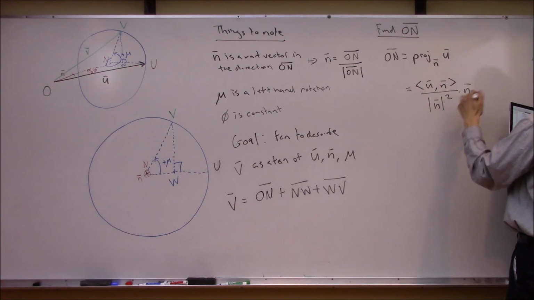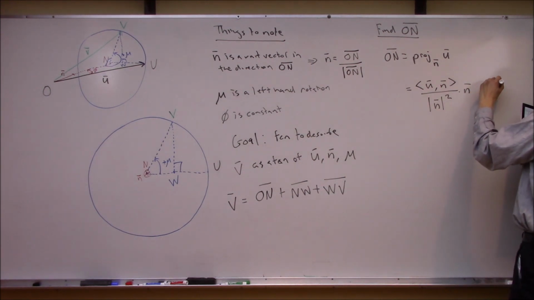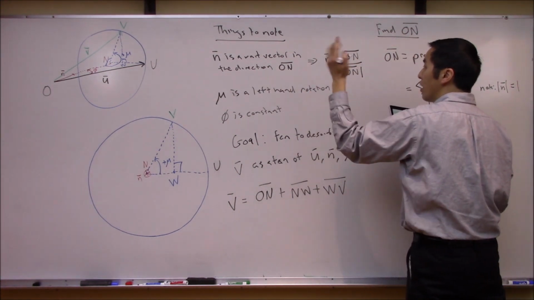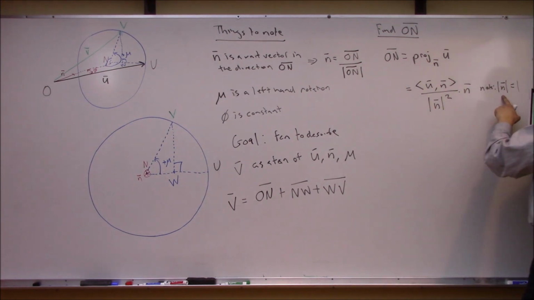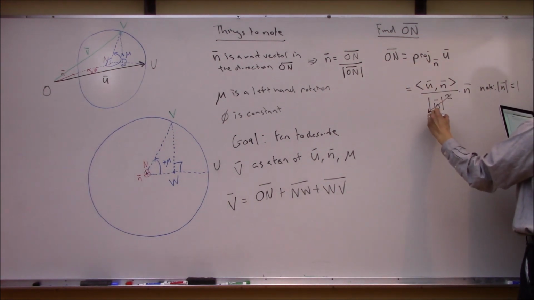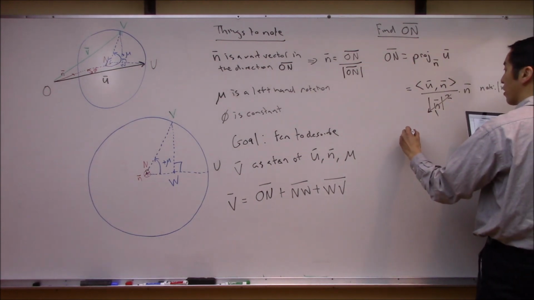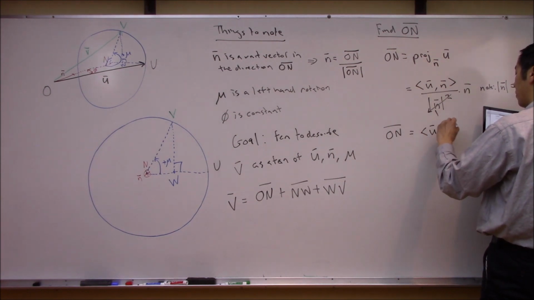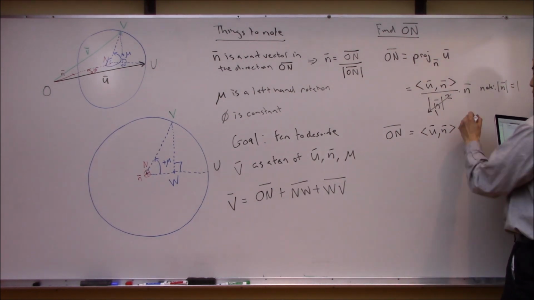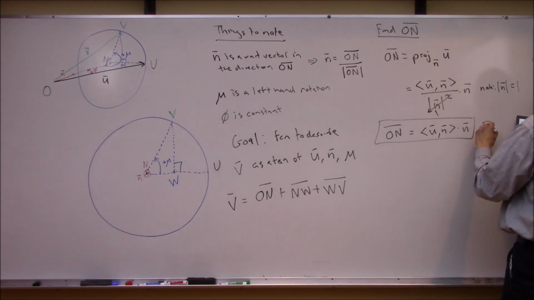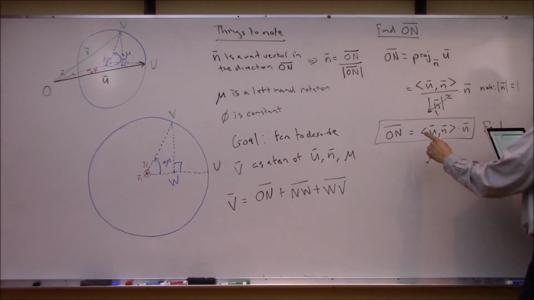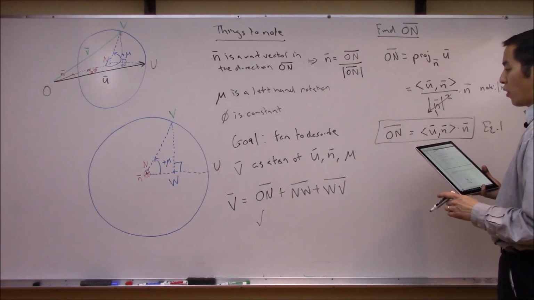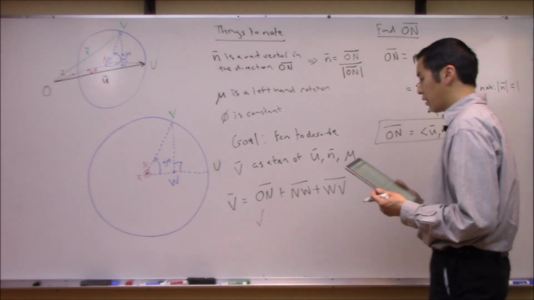This is awesome, because we were going to make a note here: what the heck is the norm of n? Well, we said earlier that n is a unit vector, so its length is 1. So the norm of n is 1, and this denominator just becomes 1. We actually come up with a really simple expression for ON: ON is just the inner product of u and n, times n. Great, box this up. Let's call this equation 1. We'll come back and use it in a second. We already found the first one, so ON, done. Okay, let's move on to NW.